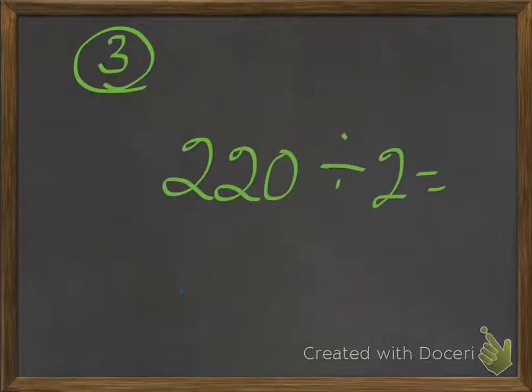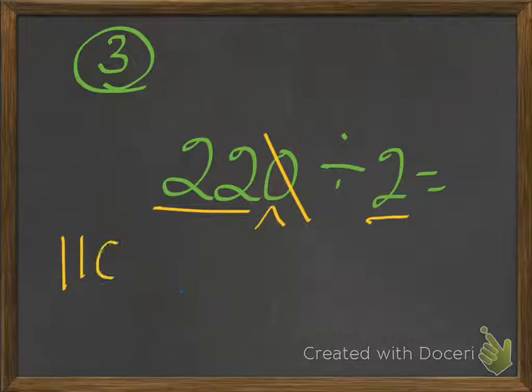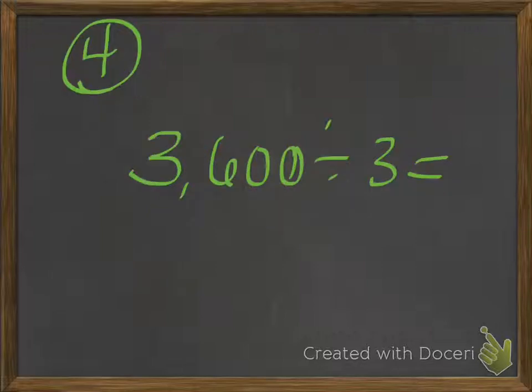Number 3, 220 divided by 2. For just a minute, I'm going to take that 0 off and just look at the rest of the problem that doesn't have a 0. So I've got 22 divided by 2. 22 divided by 2 is 11. Then I just tack that 0 back on, and it's 110. So 220 divided by 2 is 110.